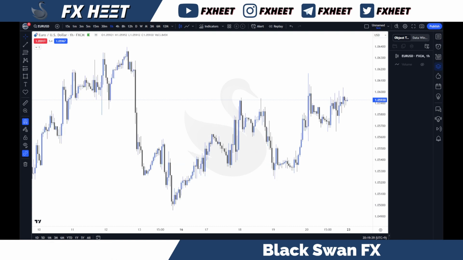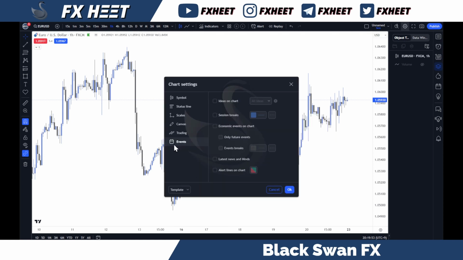So first things first, there's a few things that you need to prepare in advance. First of all, you want to start with a completely clean chart. No indicators, nothing. And then you want to go into your settings, and under events, you want to check economic events on chart. And then you want to make sure that only future events is not checked.